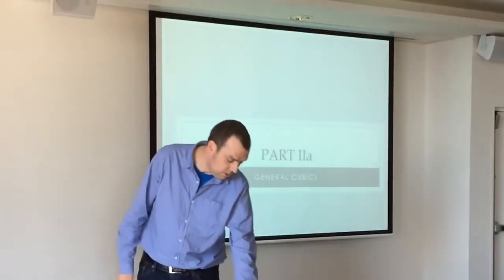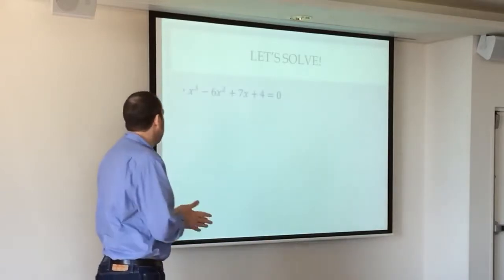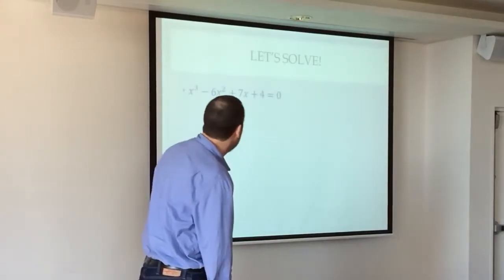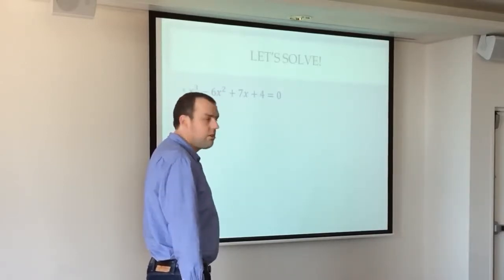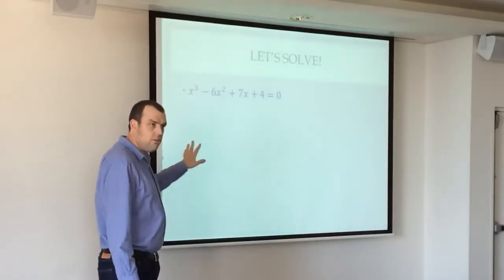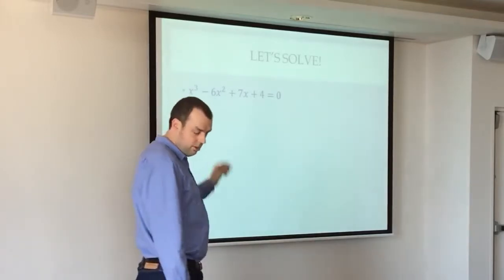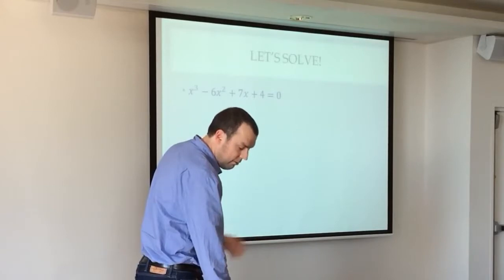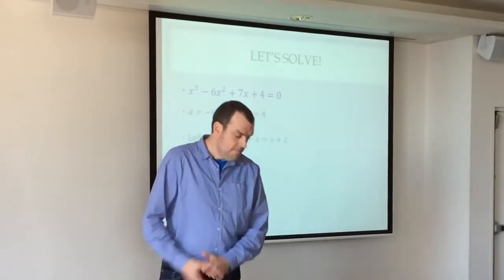Okay, let's get into cubic. So we're going to solve this: x cubed minus 6x squared plus 7x plus 4 equals 0. I came up with this equation myself so that it would have nice numbers, and that took a lot of effort to do. You saw how complicated the formulas were, so making everything work is difficult. So we've got a, b and c there.